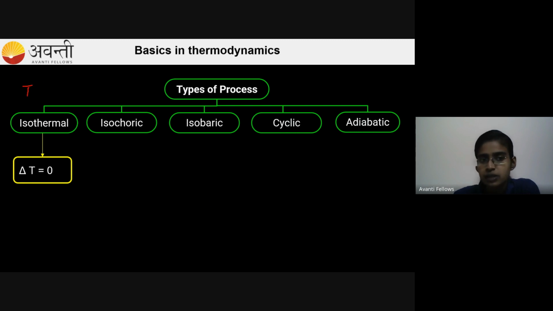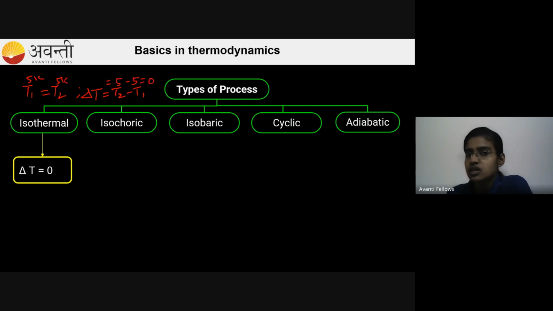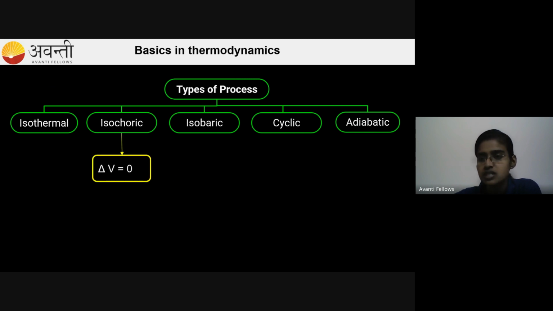Suppose I have two temperatures T1 and T2, and they are equal. If I have to calculate the change, delta T is T2 minus T1, final minus initial, right? Now both are the same, both are equal to 5 Kelvin. So I have to substitute 5 in both, right? 5 minus 5 will be equal to 0. So if something is constant, then the change in that value will be equal to 0. And isochoric, choric means volume. So delta V is going to be 0. Volume is constant.